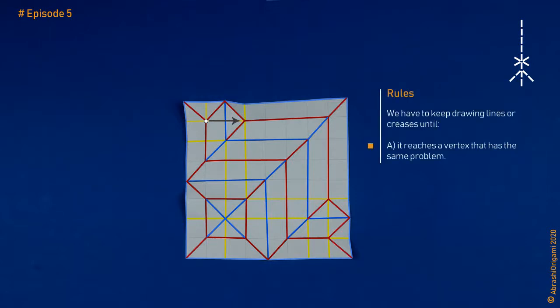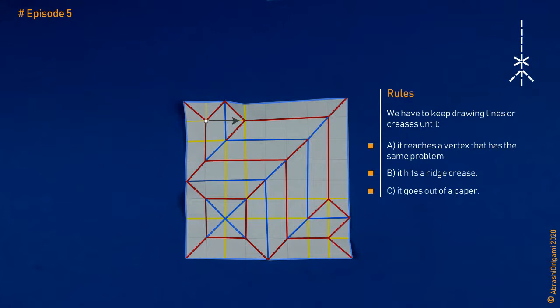So here they are. We have to keep drawing lines or creases until A. We reach a vertex that has the same problem. B. We hit a ridge crease. Once an axial crease hits a ridge crease, the axial crease goes over it, but in doing so, necessarily flips over its direction, or in layman's terms, the direction it has after hitting the ridge crease reflects the direction it had before having hit it. And C. It goes out of a paper. It is probably best to show you these rules on an example.